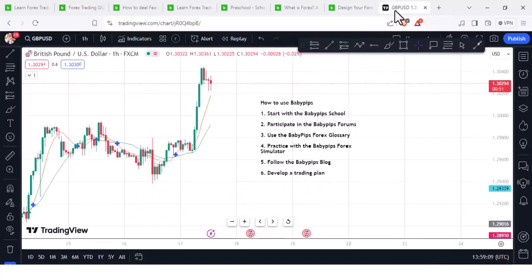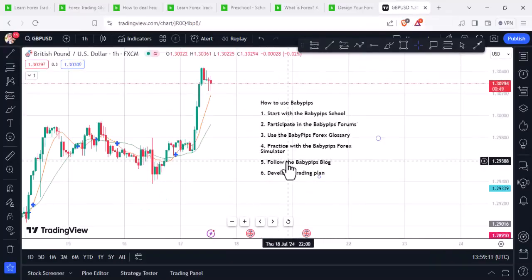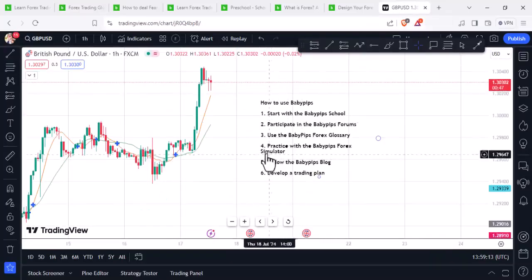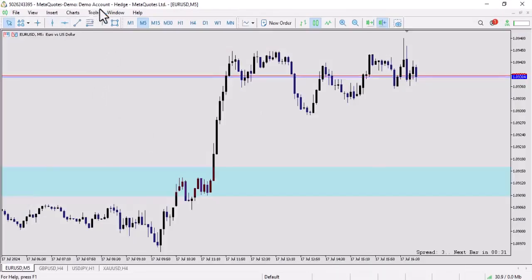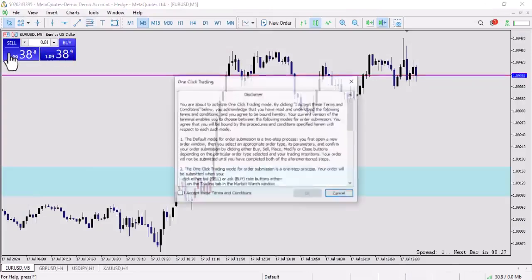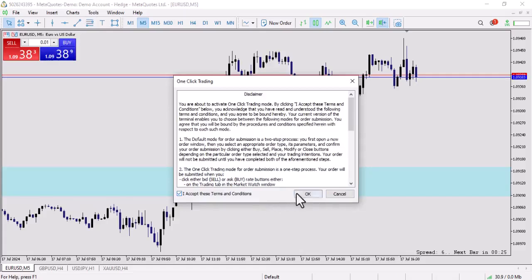Now let's go to the next step that will help you to know how to use Babypips effectively. The very fourth step is to practice with the Babypips Forex Simulator. Now, I couldn't find a Babypips Forex Simulator. I doubt it exists. But what I can advise you is that you download MetaTrader 4. Here is MT4. Just open a demo account, and you can begin to buy and sell. You can click buy and sell and practice.